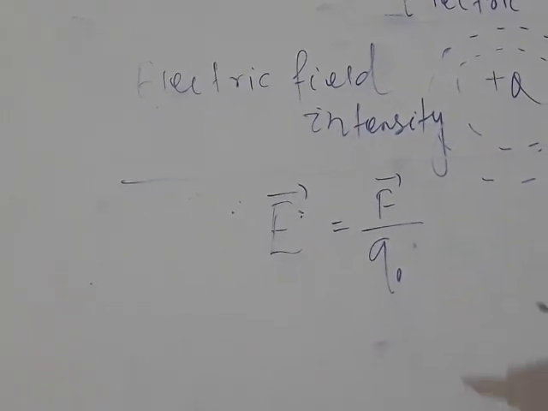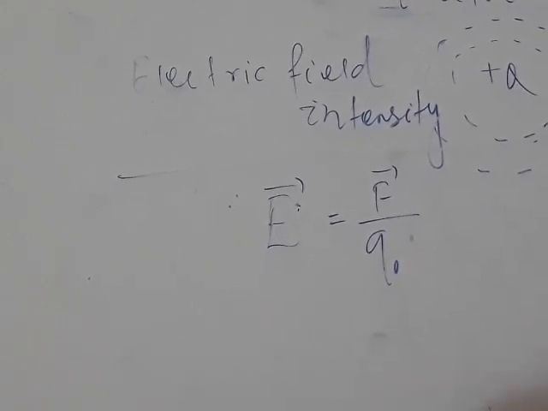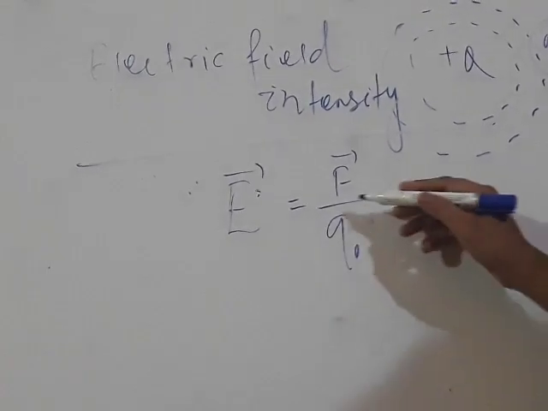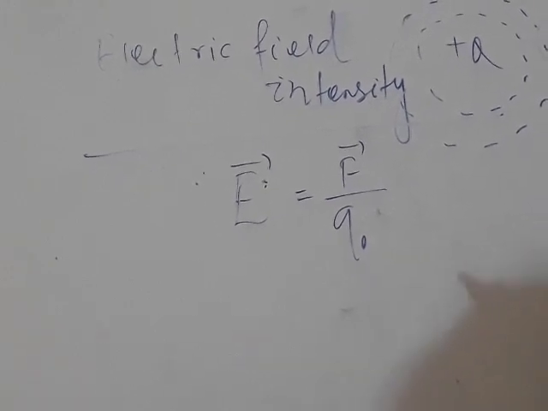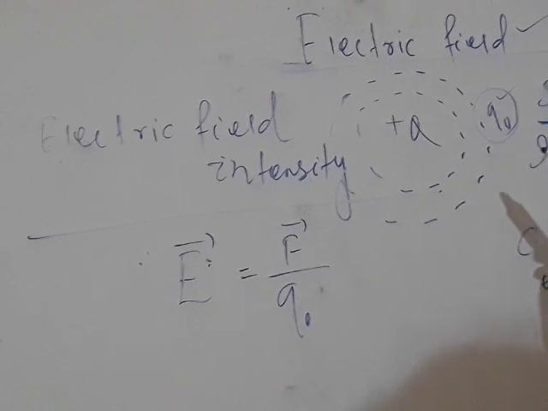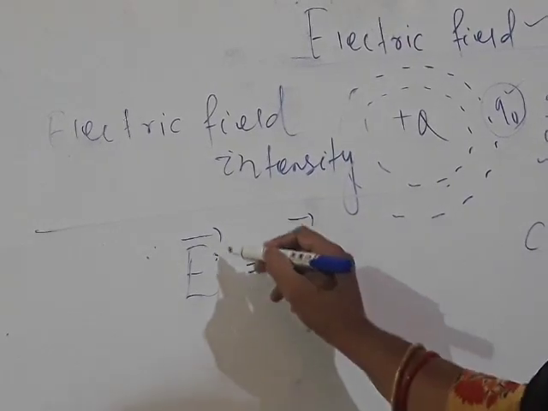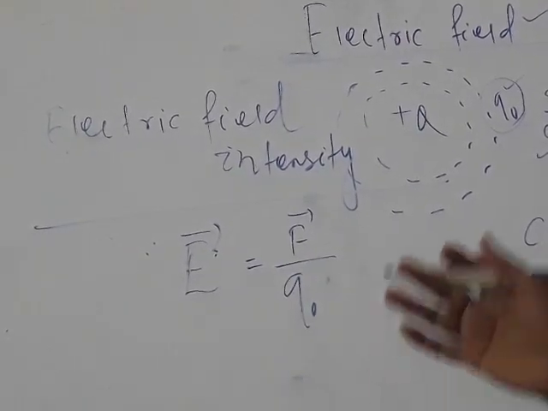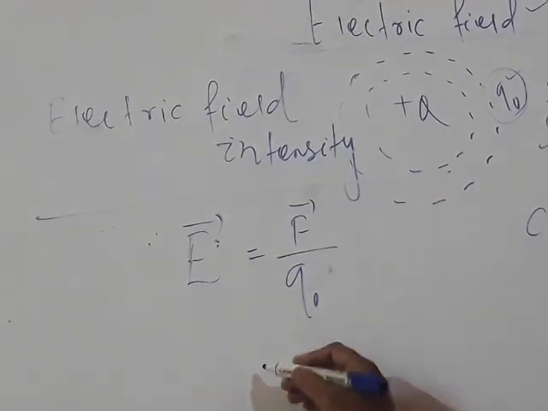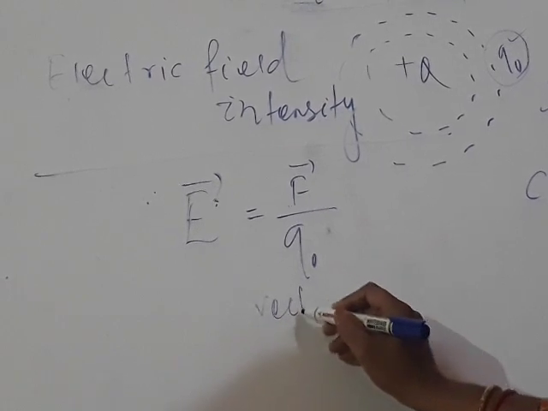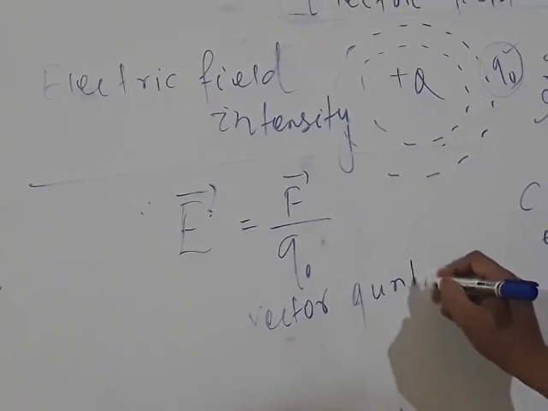Q naught is the test charge, the charge placed here, and we are taking this charge as unit positive because it will not affect the position of the charge. Since force is here and electric field has a particular direction along the direction of the test charge, it is a vector quantity. Electric field intensity is a vector quantity.